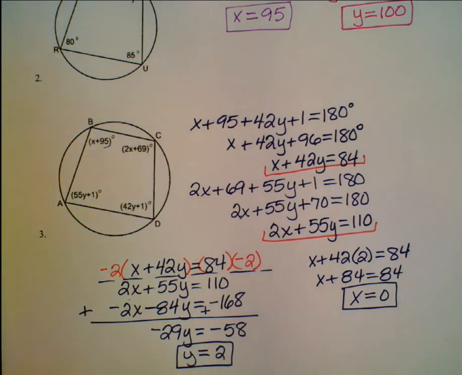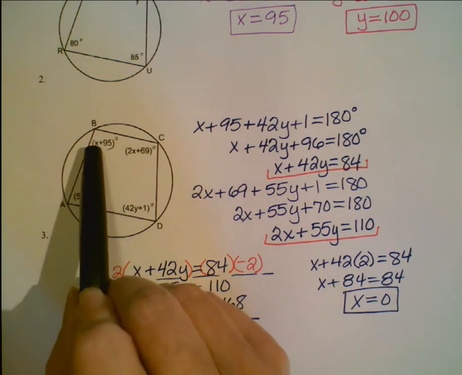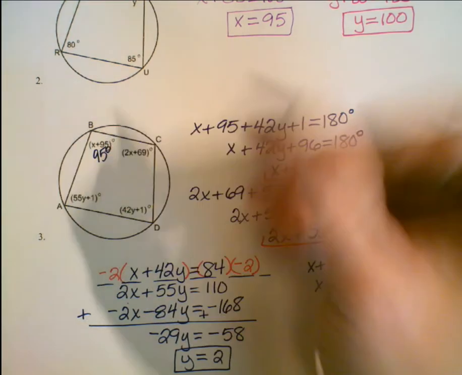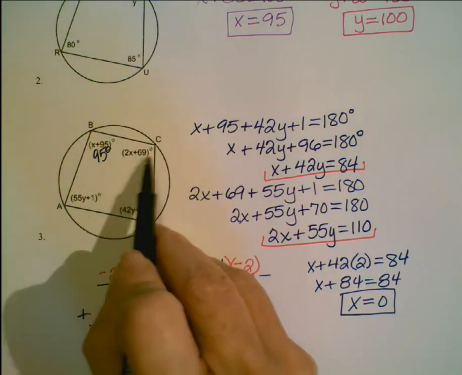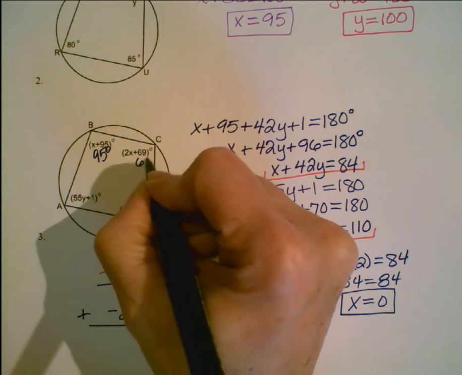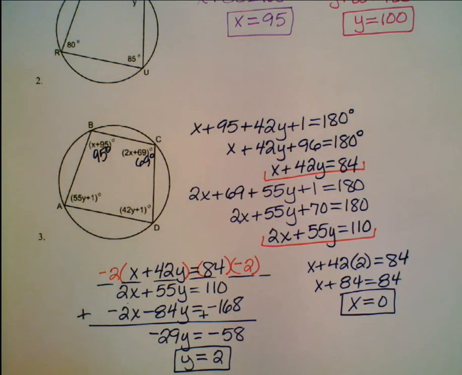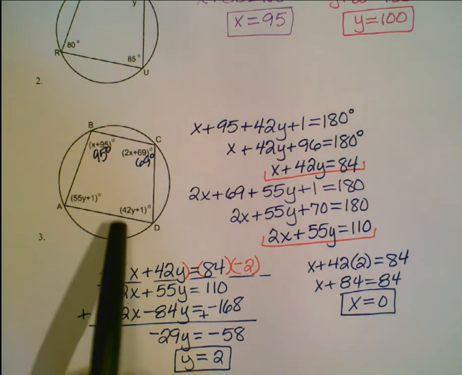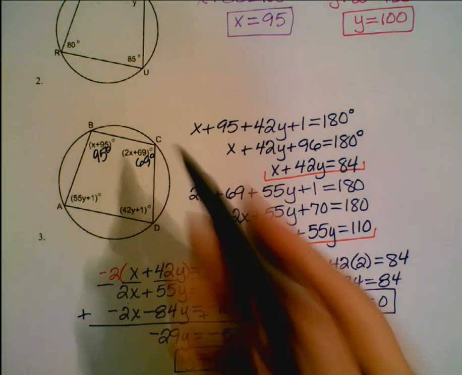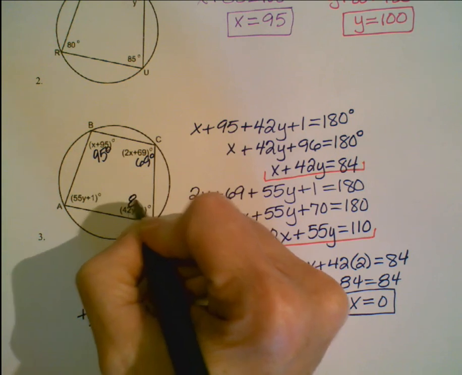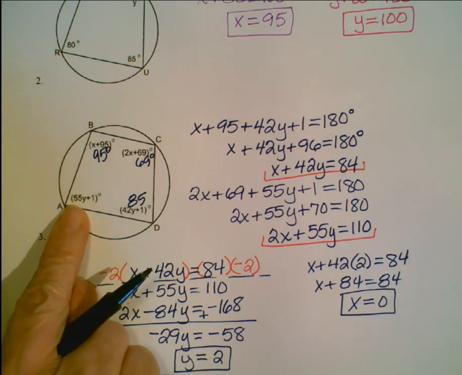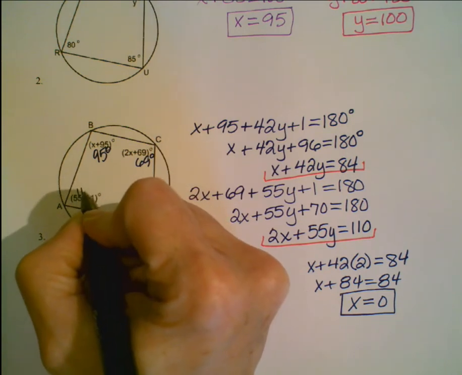Now you could go back and substitute to check your work. In this case, if I let x equal 0, then this angle becomes 95 degrees. This one here, where x is 0, then C has a measure of 69 degrees. Using our value of y of 2, 42 times 2 produces 84, plus 1 is 85. And in this case, 55 times 2 gives us 110, plus 1 is 111.